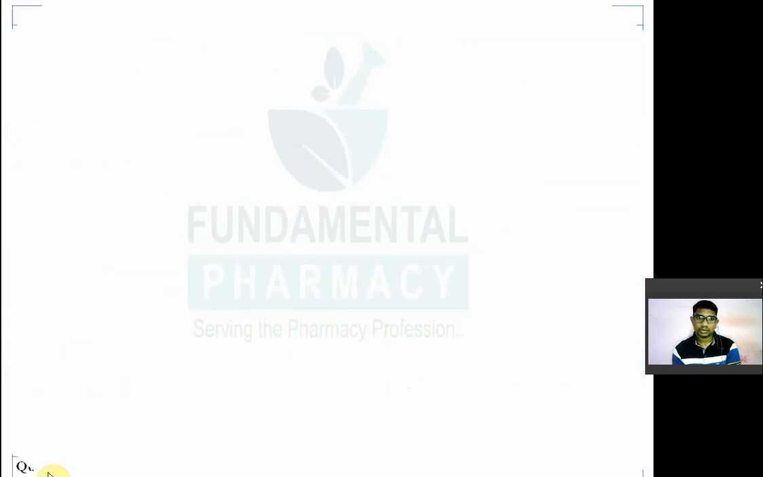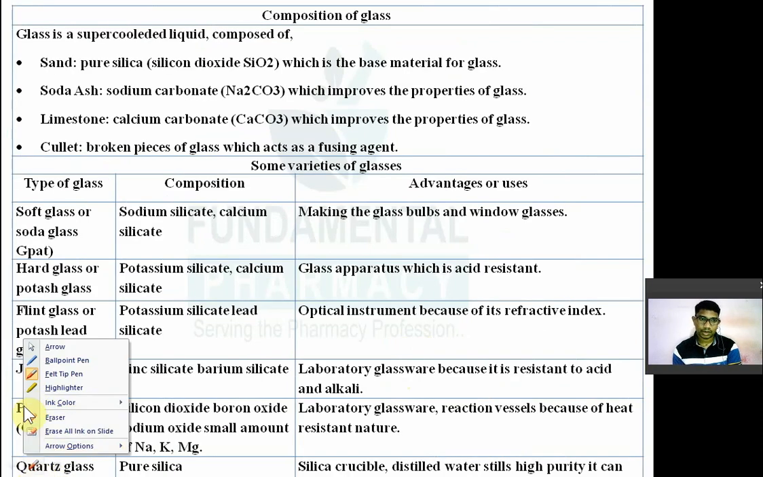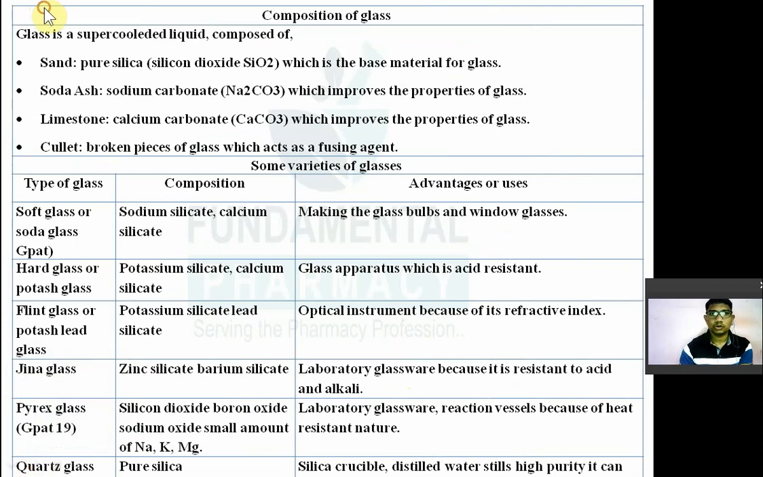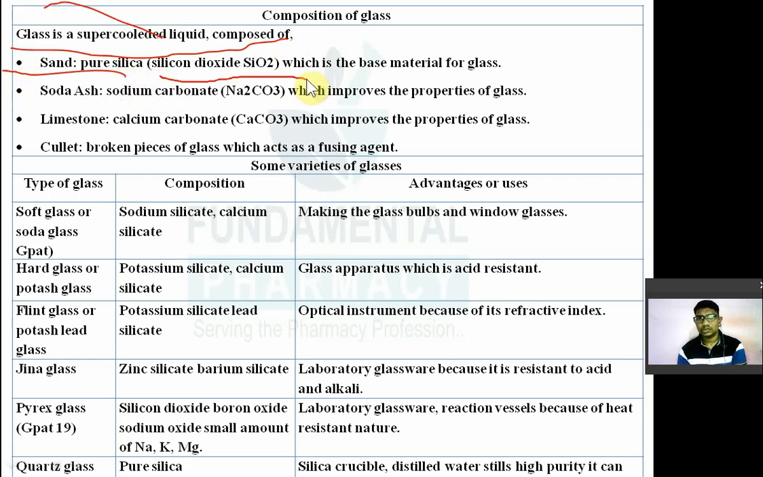Now the next one is glass. What is glass? Glass and its composition. Many questions come on glass. Composition of glass: glass is a super cooled liquid, and it is a mixture of this. It will have sand. Sand means pure silica, which is silicon dioxide, the basic material for glass. What is the base of glass? That is pure silica, silicon dioxide.